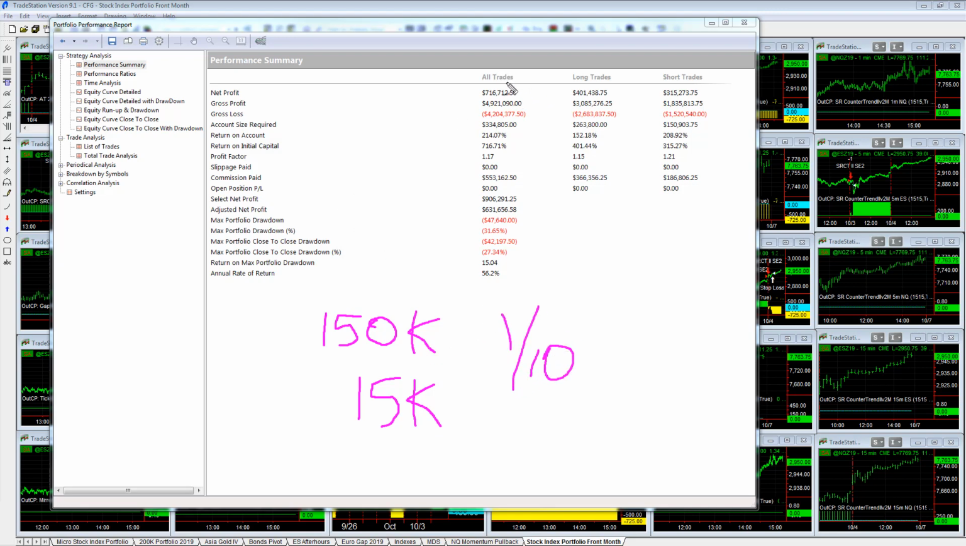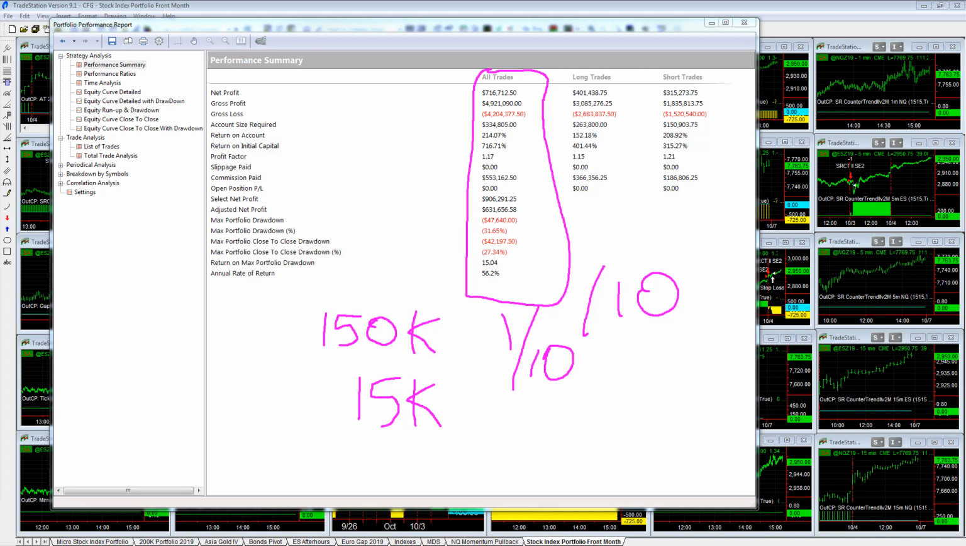And so these results are based on the minis. And if you want to think about this in terms of the micros, divide by 10, and those will be roughly your results. This includes $25 round turn slippage and commission, so that would be $2.50 on the micro, and $25 on the minis. To divide that by 10, those would be rough estimates.